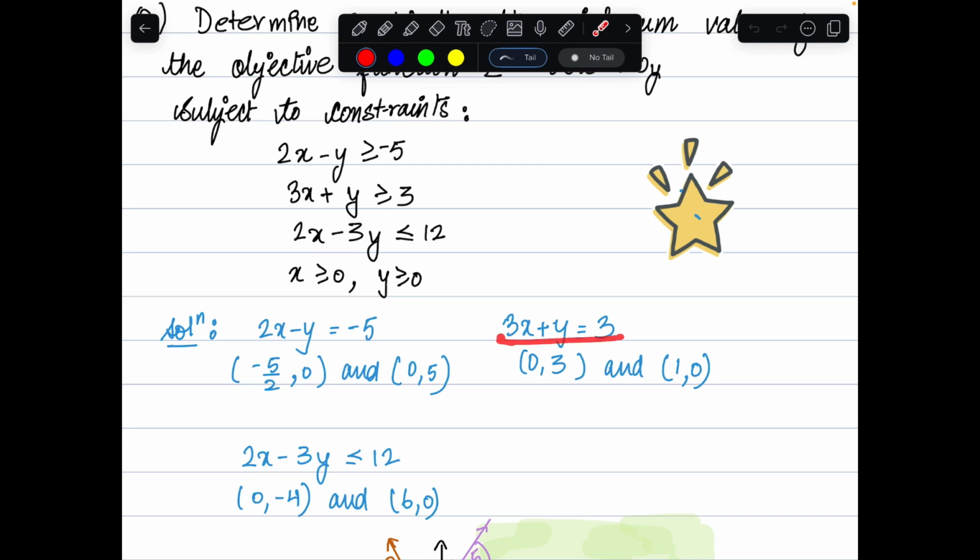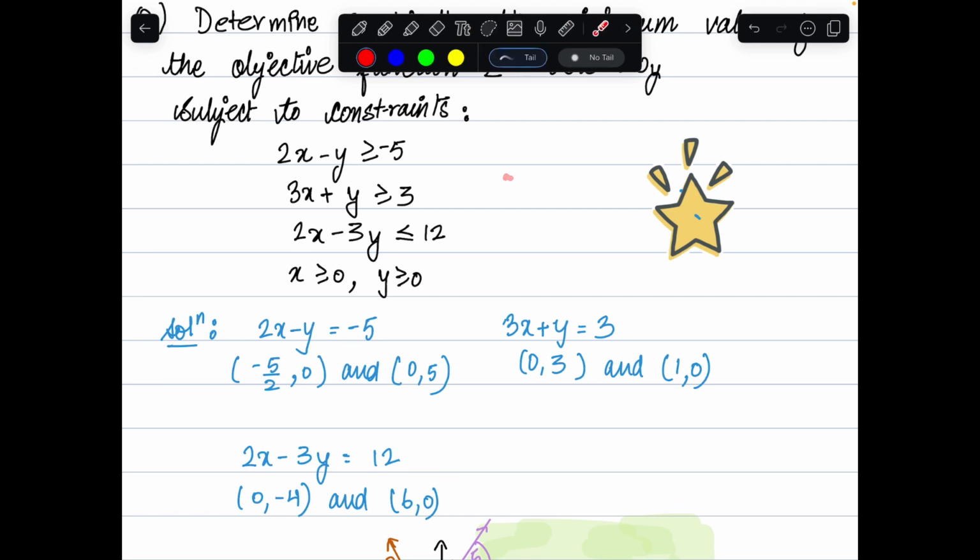Now here is another equation. The points through which this line passes are these 2 points. And for the third one, again we placed x as 0 and got the value of y, placed y as 0 and got the value of x. So here we need to make a slight difference. It's not an inequality. Here we are just doing it for equal to. That's an equation.